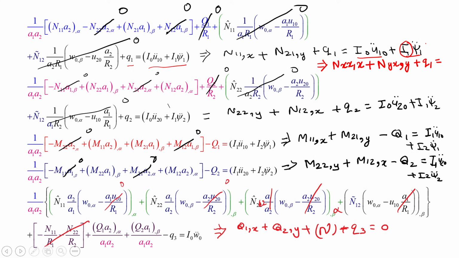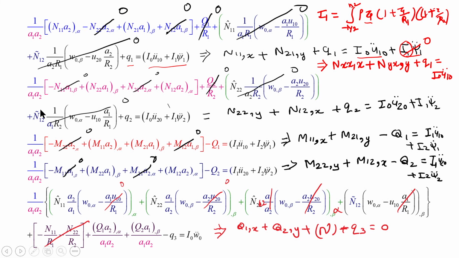The reason behind that: for the case of a shell, what is the definition of I1? I1 is the integral from minus h by 2 to plus h by 2 of rho times zeta times 1 plus zeta by r1 into 1 plus zeta by r2. So r1 and r2 are infinity, so for a symmetric plate it will not exist. So it will be just I0 and u1 double dot.